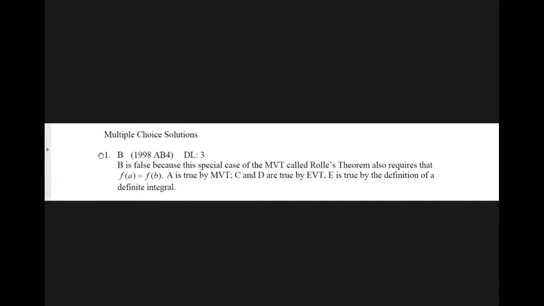Okay, number 1 was B. It's B because this is a special case of MVT. It's the application of rules that requires you to say that f of A must equal f of B. A would be true by MVT, and C are true by EVT, and E is the definition of the derivative. So B is the only one that works because it's the only one that's false.